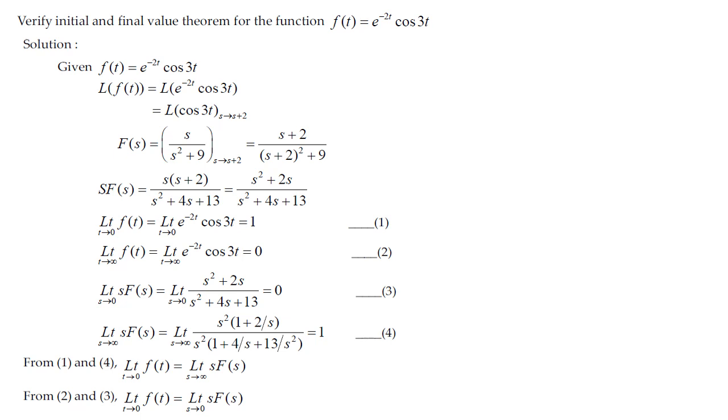So by using the initial and final value theorem, we arrive at the answer that limit of t tending to 0 f of t is equal to limit of s tending to infinity s F of s, and limit of t tending to infinity f of t is equal to limit of s tending to 0 s F of s.